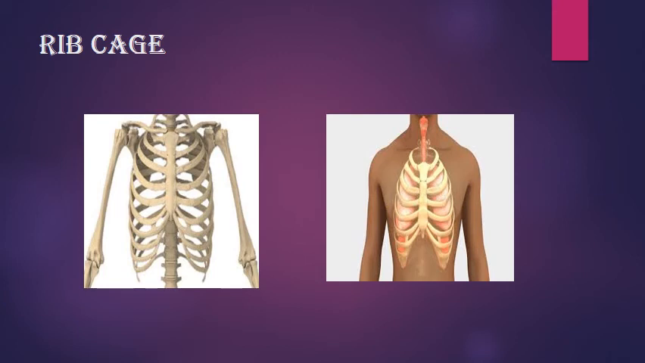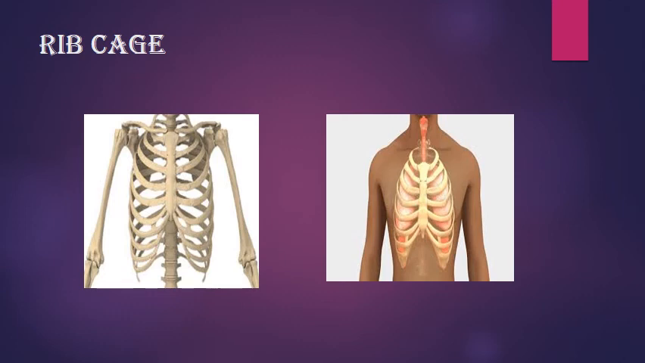Next topic we have the rib cage. The rib cage is made up of 12 pairs of thin, flat, irregular and curved bones. As in the picture, you can see the structure of the rib cage in the human body. It is 12 pairs, meaning a total of 24, which are attached at the back to the vertebral column.